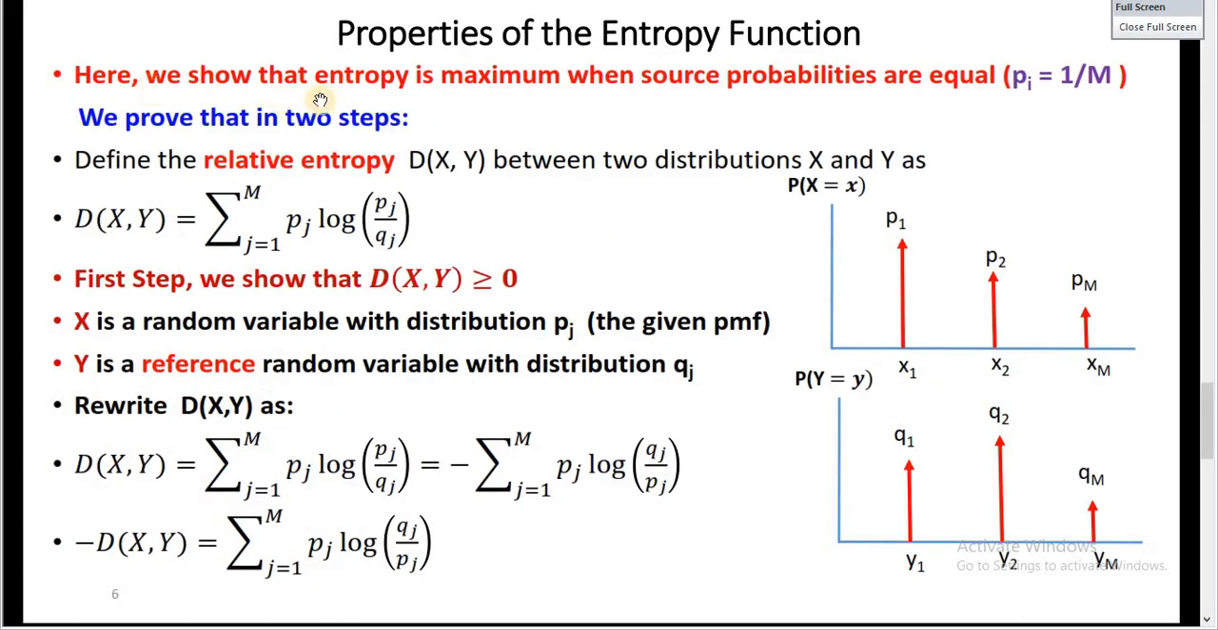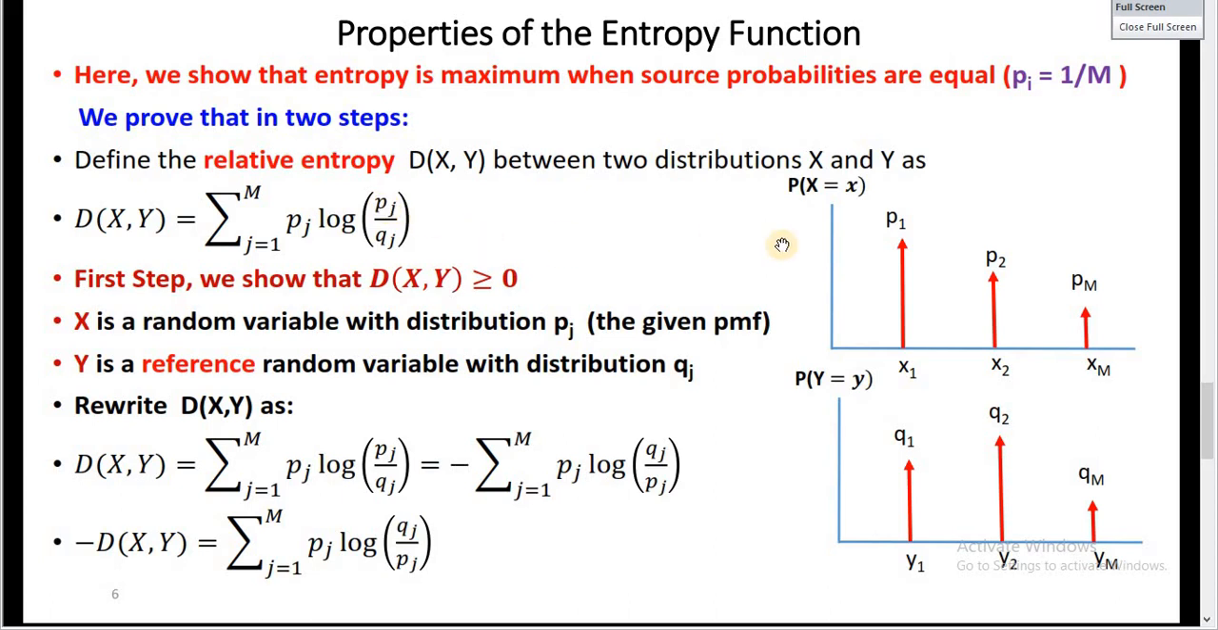Next, we show that the entropy is maximum when source probabilities are equal. That is, when p_i equals 1 over M. Actually, we will prove this in 2 steps. But before doing that, we introduce what is called the relative entropy D of X and Y. This is a distance measure between the distribution X and the distribution Y. The divergence or distance between distribution X and distribution Y is defined as D of X and Y equals summation from j equals 1 to M of p_j log p_j over q_j.